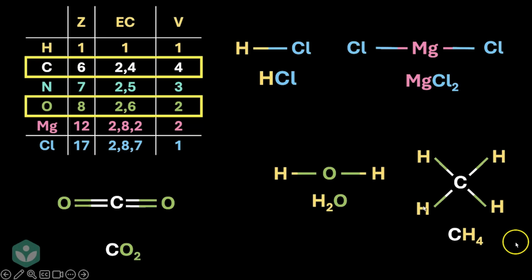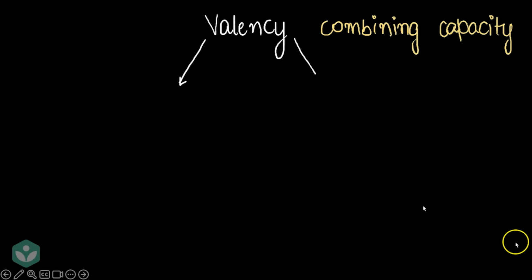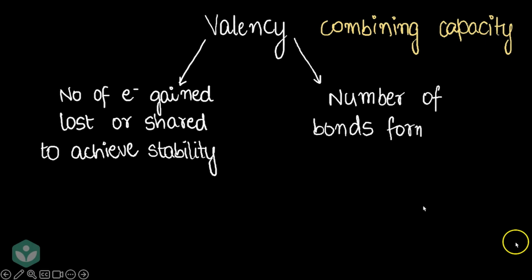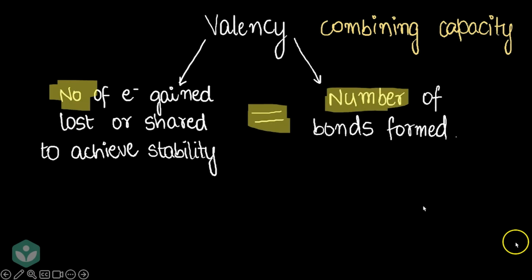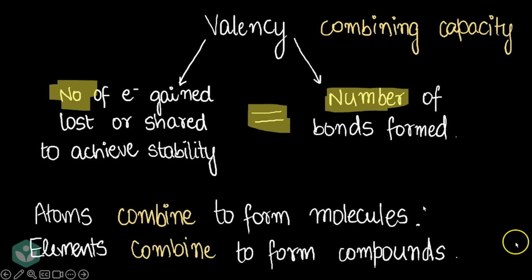Okay, so to summarize, we can say that valency is the combining capacity of an element, and valency can be calculated in 2 ways. It can be calculated as the number of electrons gained, lost, or shared to achieve stability, or as the number of bonds formed by an element, right? And these numbers are actually equal. We also saw that atoms combine to form molecules, elements combine to form compounds, and all of this is for the sake of stability.